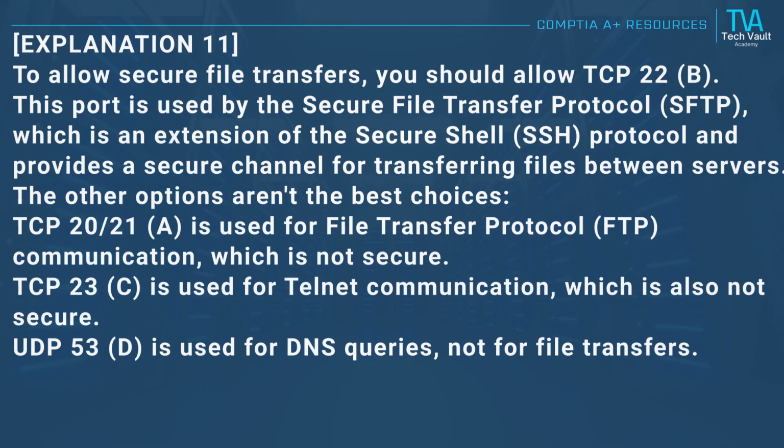TCP 20/21, A, is used for File Transfer Protocol, FTP communication, which is not secure. TCP 23, C, is used for Telnet communication, which is also not secure. UDP 53, D, is used for DNS queries, not for file transfers.